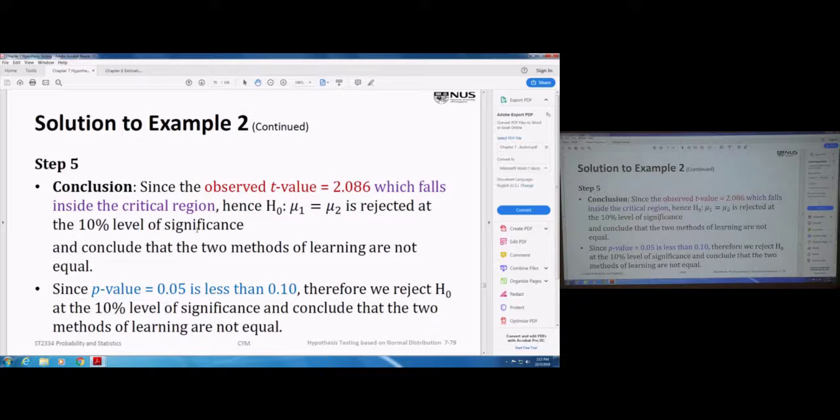The observed value, 2.086, falls inside the critical region, so we reject the null hypothesis. So basically, there is a difference between these two methods on average, if we believe this test. And since the p-value is 0.05, that's less than 0.1, we all know that. And so at this 10% level of significance, we would also reject the null hypothesis.